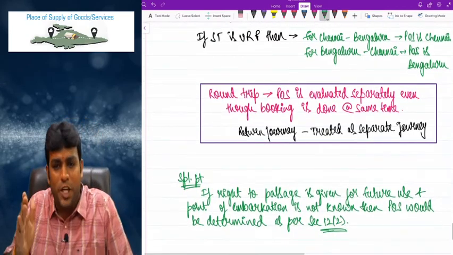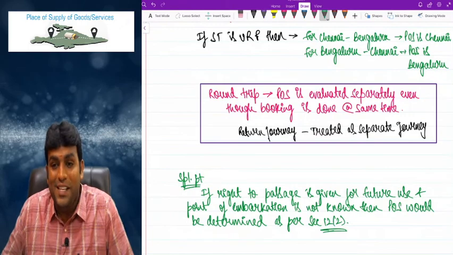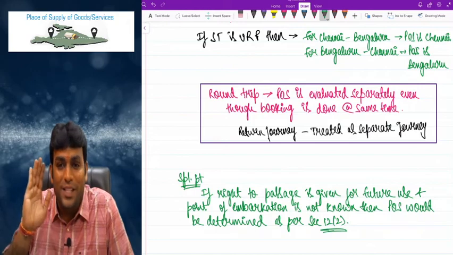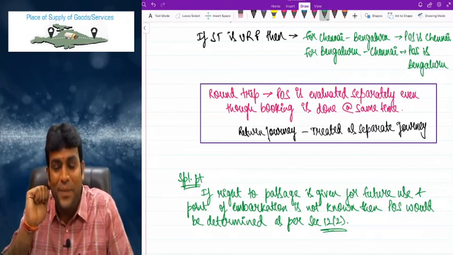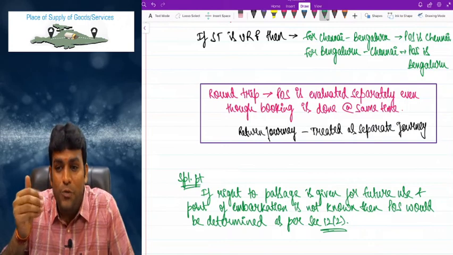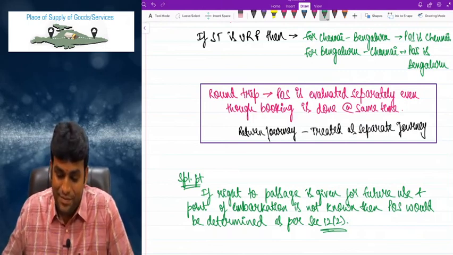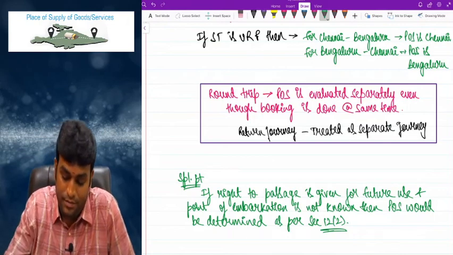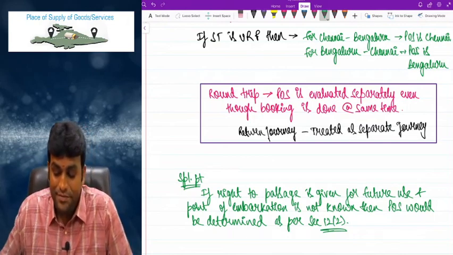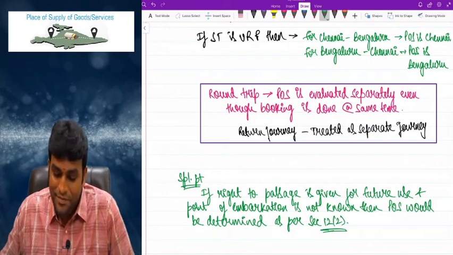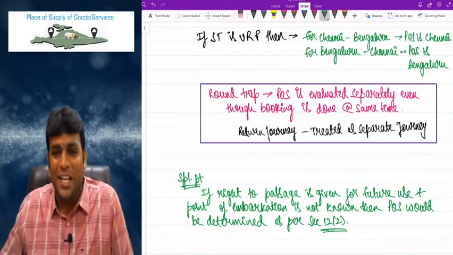And you can take the last special point that I wrote, that if the right to passage is given for future use and the point of embarkation is not known, it is something like coupons, airline coupons, vouchers purchased, then POS would be determined as per section 12.2, sir. Interesting concept. Finished writing?